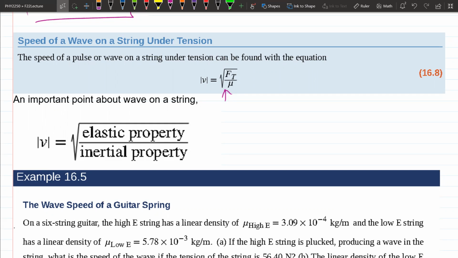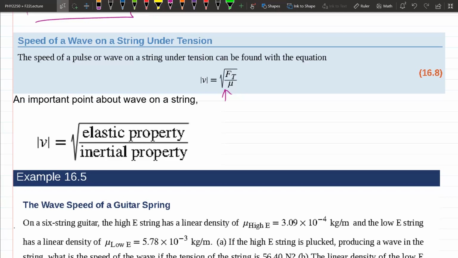If I stretch it a lot and you try to pull it up and down, it's harder now for you to stretch it. So the more tension you put on it, the more elastic force it has. This mu is the mass density, how much mass there is per meter. This is known as the inertia property, meaning the more mass something has, the less likely it will move.